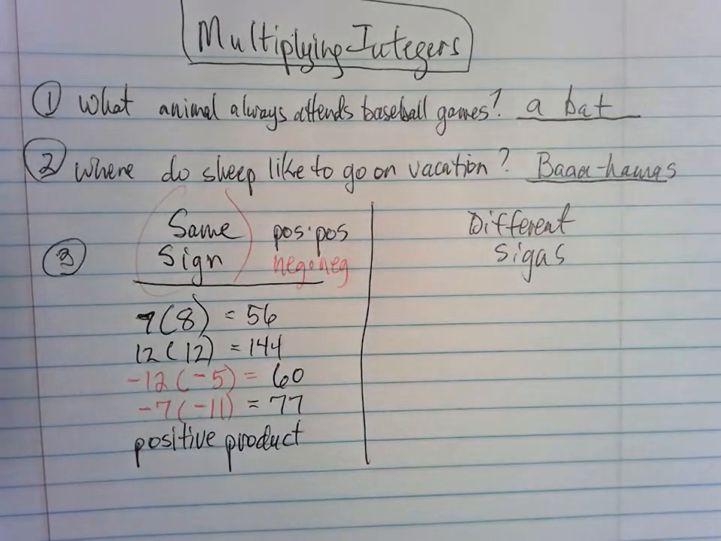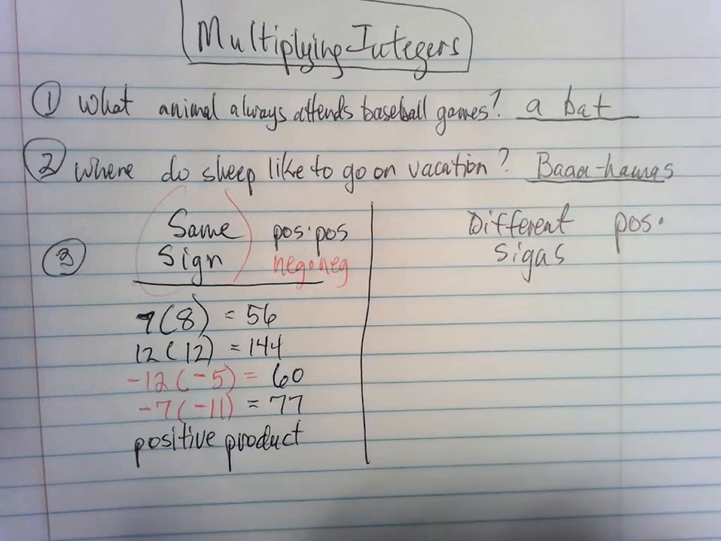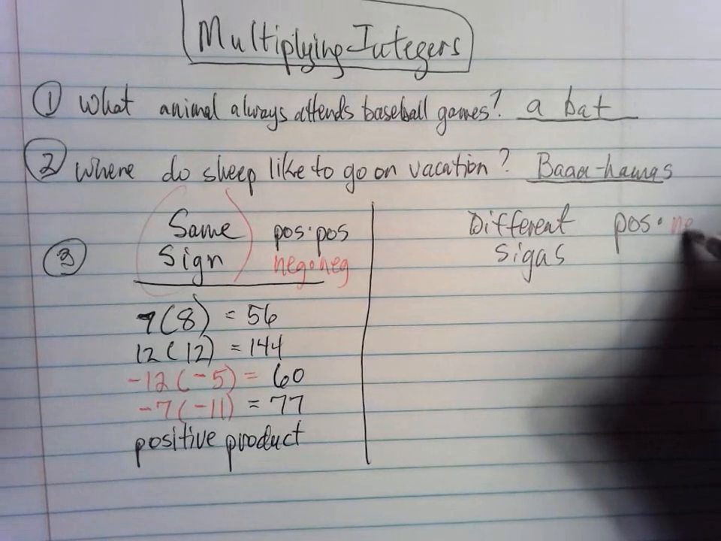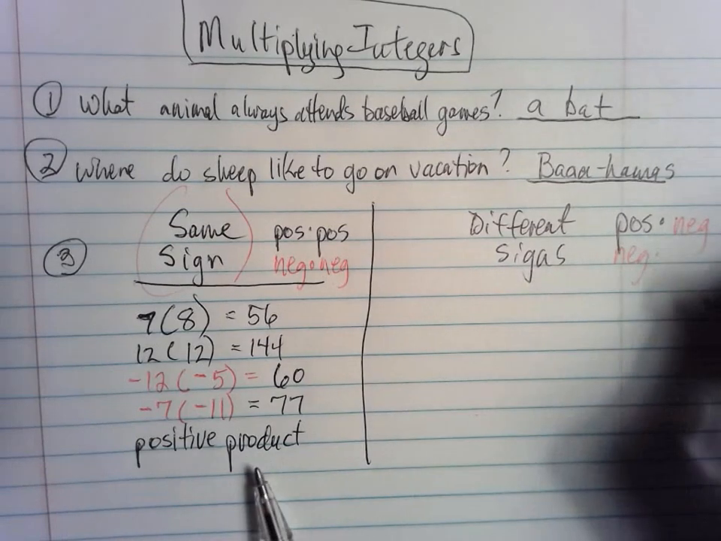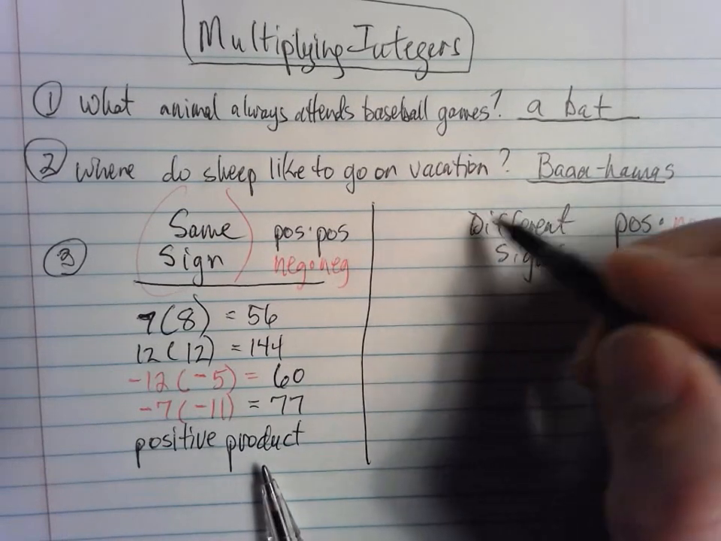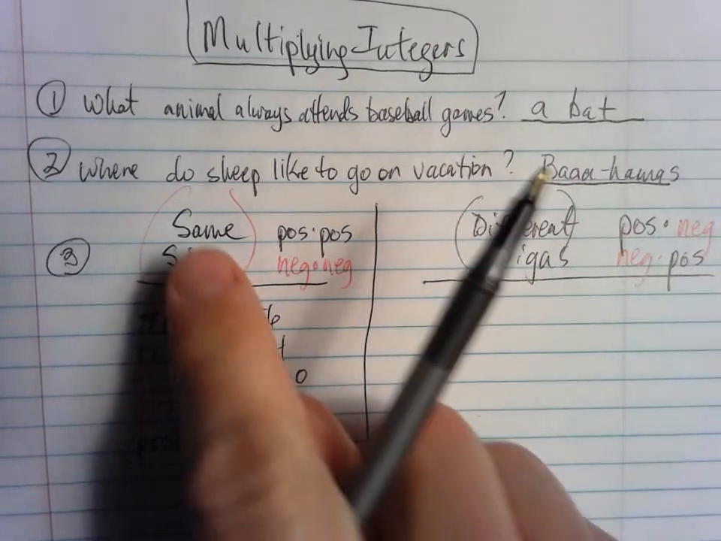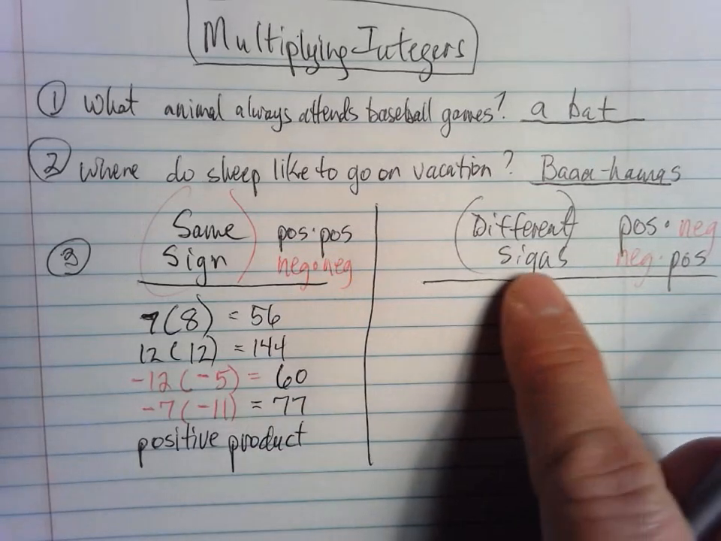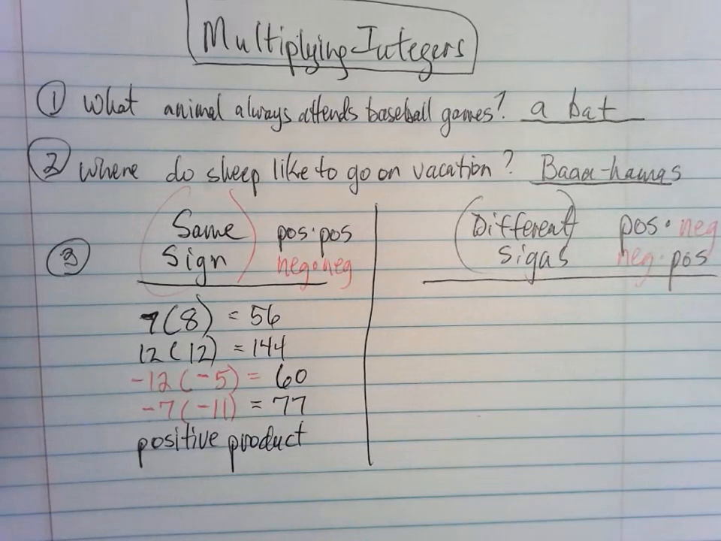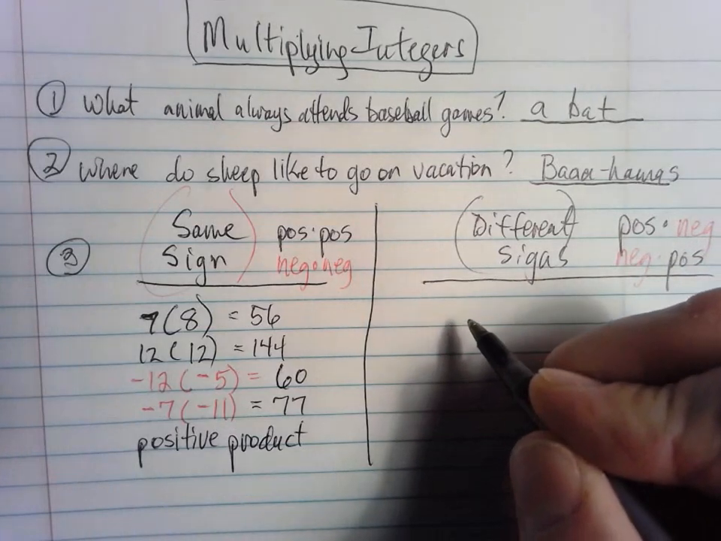Let's come over here and talk about if we have different signs. That could be a positive times a negative, or the other way around, a negative times a positive. If same signs give you a positive product, what kind of product do you think different signs are going to have? Let's do a couple where we have the positive numbers first.